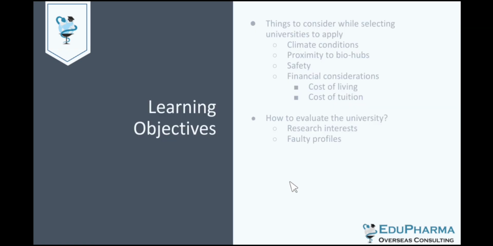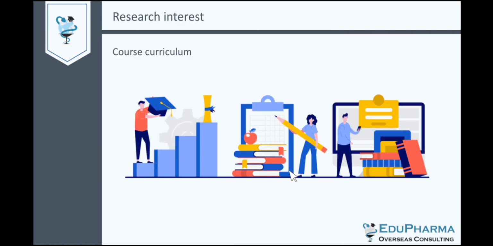Let's go now into the next part, which is looking at how to evaluate the university. So, in order to evaluate the universities, you need to consider two things. First is the research interest. Here every university will have its own research area that it focuses on. You can find out about this information by going through their websites. All the information is usually available on the websites. So, let us look into a few university websites and try to get the information that we need.